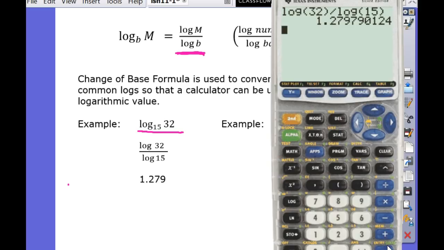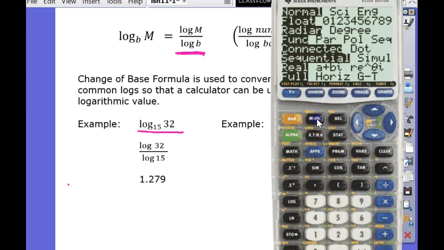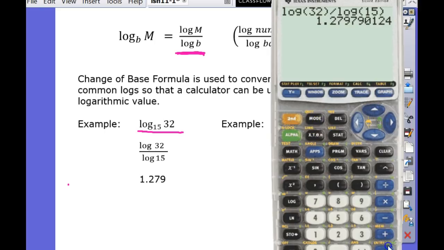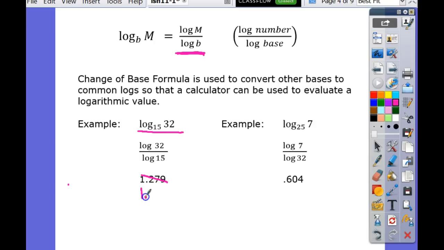I am not going to write all those decimal places down. I am going to round it to 3 decimal places. Please push the mode button on your calculator, and over here change the float to a 3 and enter it. Second quit to get back to the screen, and then that will round it off for me. It looks like they rounded it off incorrectly right over here. This would be 1.280.